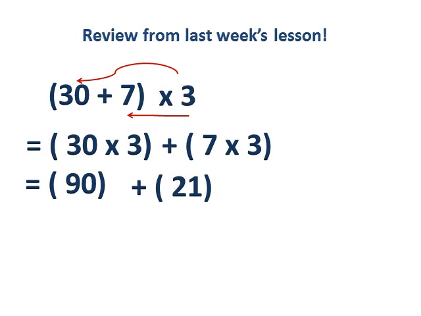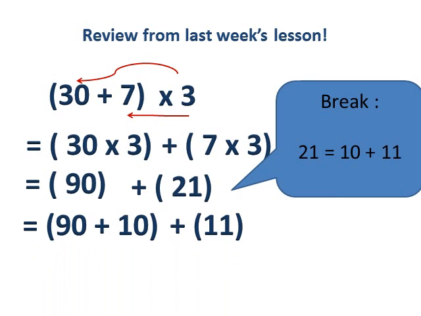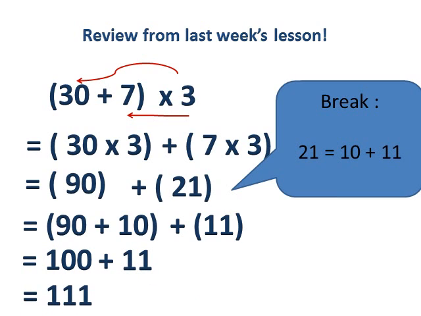Now if you can do this right away in your head, that would be great, 90 plus 21. But if you cannot, you can break 21 down into 10 plus 11. Why do we need to break it down into 10? Because you have 90 on the other side and you want to make it 100. So you have 90 plus 10 and then plus 11. Of course, 90 plus 10 is 100, plus 11, so you have 111.